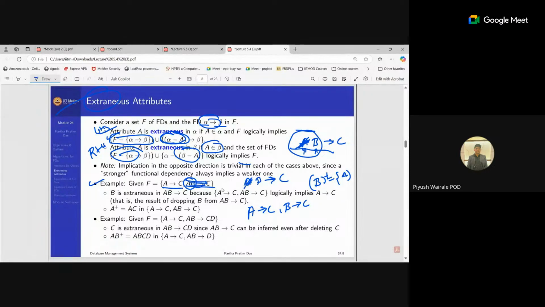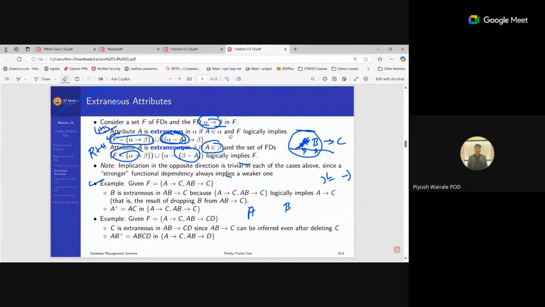So if I take the closure, here you can see B is extraneous in A, B determines C, because if I remove B, anyway I'm going to get that FD. So A, B determines C logically implies A determines C. That is the result. So here B is extraneous, we can see, because we already have A determines C. A is not extraneous here. Okay.